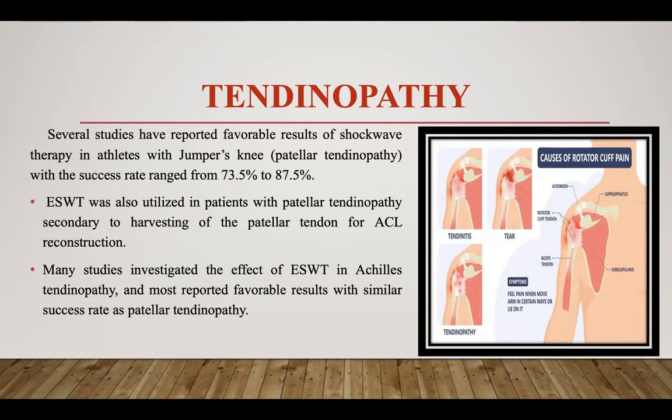Tendinopathy is a disease that is present on the tendons, for example, located on the knees and shoulders. The figure shows tendinopathy. First of all, the figure shows the shoulder of a person with rotator cuff pain because of tendinopathy, tendon tears, and tendinopathies. Symptoms are feeling pain when you move your arms in certain ways or lie on it.